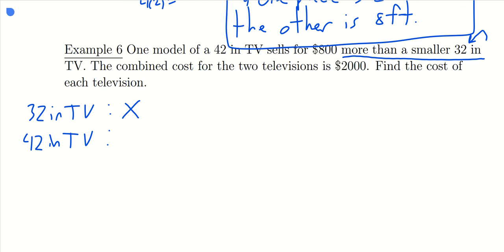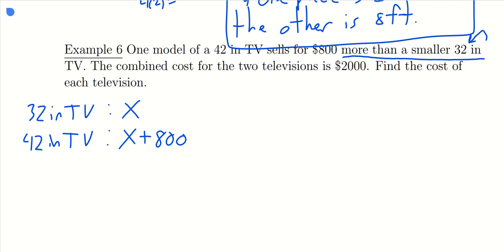That comparison will then give you an expression for the other variable. For the 42-inch TV, it's $800 more than the smaller one. If the smaller one is X, then the larger one, the 42-inch, must be 800 more than X, which would be X plus 800. We've now successfully come up with an expression for the price of each of the two TVs.